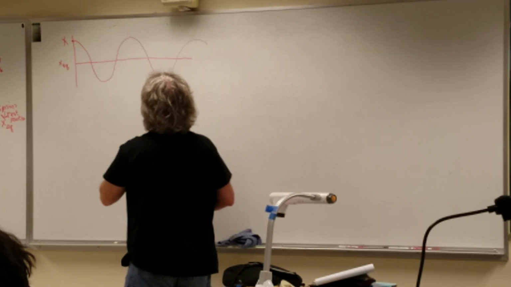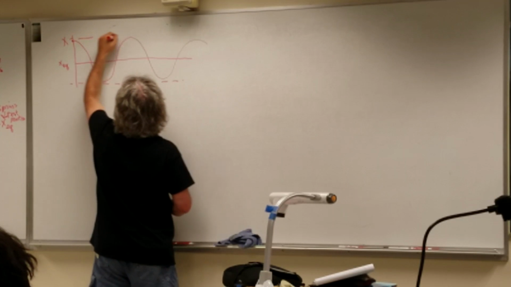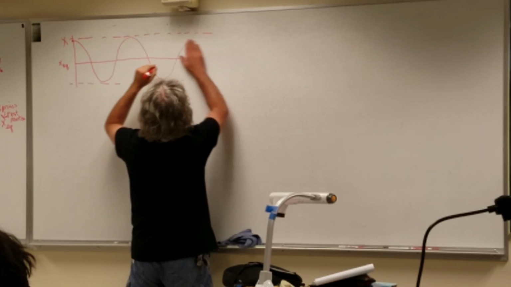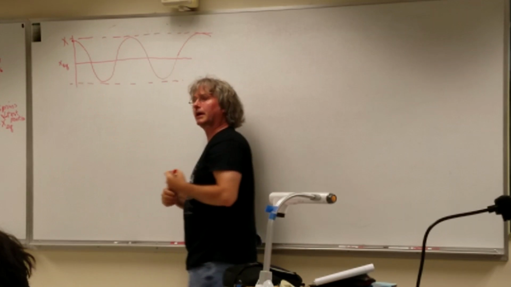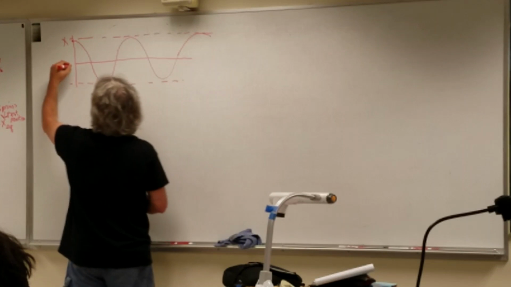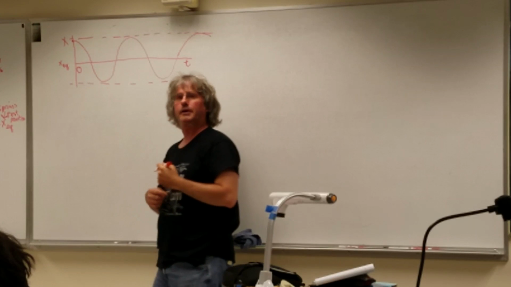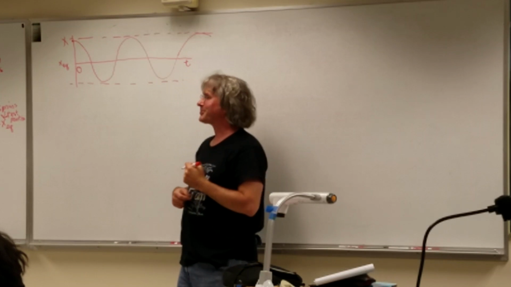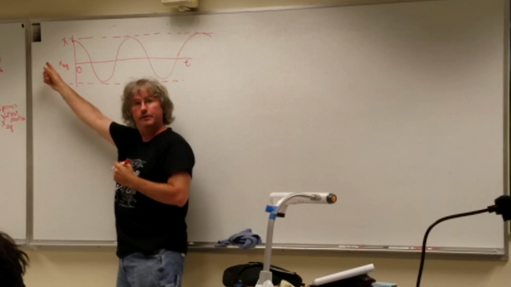Yeah? And these should be horizontal. Okay? And this should be a sine or cosine. What I drew is that if this is time, and this is 0, is that a sine or a cosine? Cosine? It's a cosine, right? Because cosine of 0 is 1, right?